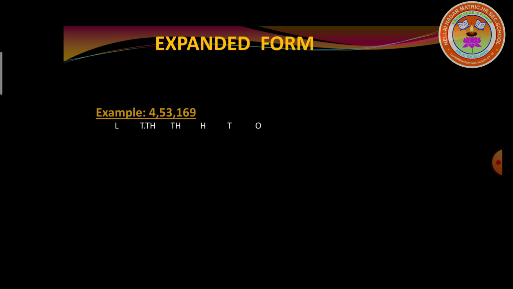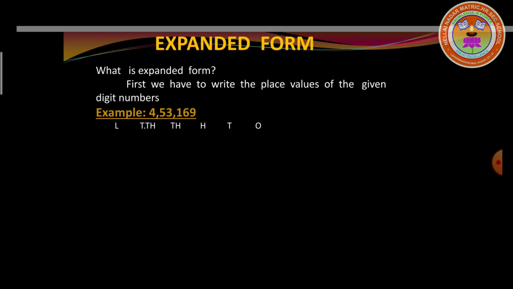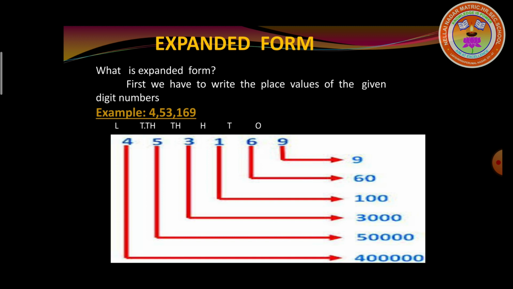Next thing is expanded form. What do you mean by expanded form? First, we have to write the place values of the given digit number. See the example I have given here. 4,53,169. How have I expanded this? See here. This 9 belongs to the ones place, 6 belongs to the tens place, and 3 belongs to the thousands place, and 5 belongs to the ten thousands place, and 4 belongs to the lakhs place.